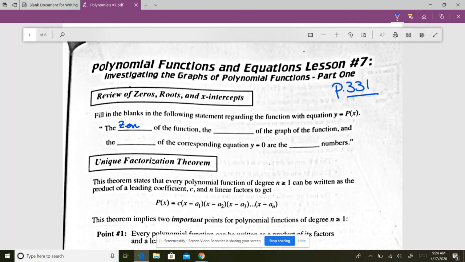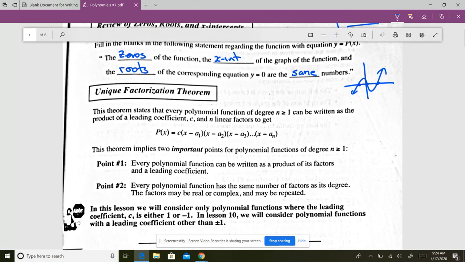If you remember, the zeros of a function, the x-intercepts of a graph, and the roots of the equation y is equal to 0 are all the same numbers, which is basically to say these numbers right here, the x-intercepts. If you know the x-intercepts, you can write the function in factored form, which is what we're going to start today. This is a general way to write a function in factored form. C, which is the leading coefficient for this lesson, will be plus or minus 1. We'll deal with it when it's not 1 later on.